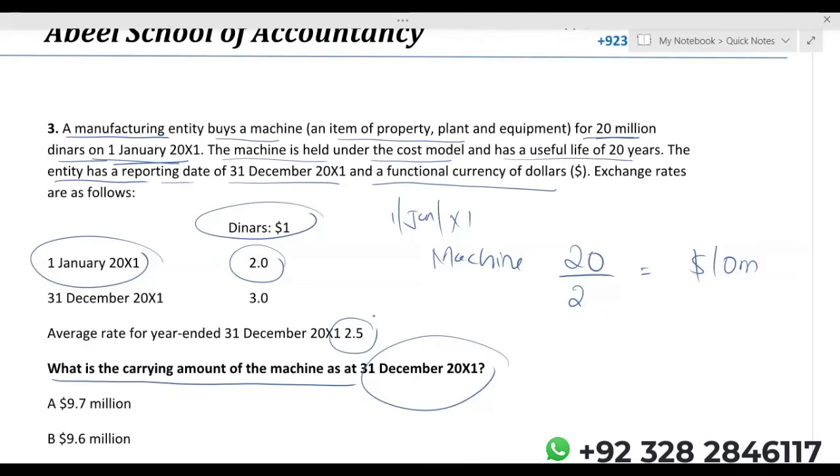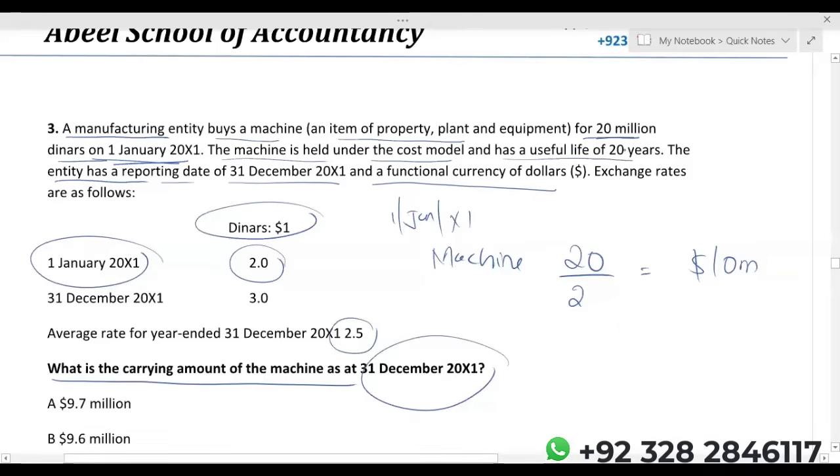In case you have taken a loan in foreign currency, obviously you will be paying interest in foreign currency. Then that interest will be translated by using average rate. Another area: if you have invested in a foreign company's debentures, you will be getting interest income in foreign currency. That interest income will be translated by using average rate. One more area, overseas subsidiaries: SOCI is translated by using average rate. Right now in this question, there's no work for average rate at all.